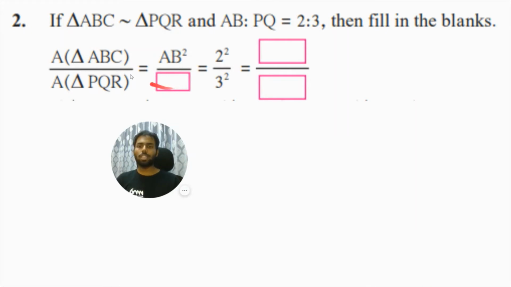So AB square upon क्या आ जाएगा? Now see correspondence. AB square first and second vertex लिया यहाँ से, तो सेकेंड ट्राइंगल में भी फर्स्ट और सेकेंड वर्टेक्स लेना है. तो यहाँ पे AB लिया तो यहाँ पे PQ ले लोगे. सो AB square upon PQ square आ जाएगा यहाँ पे, राइट?